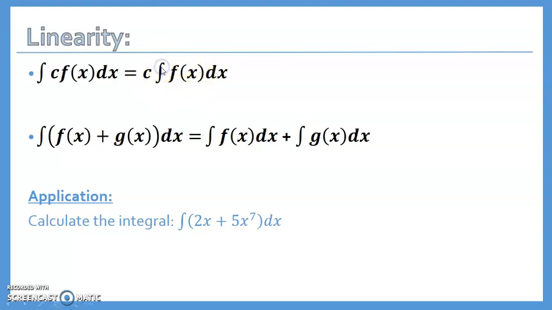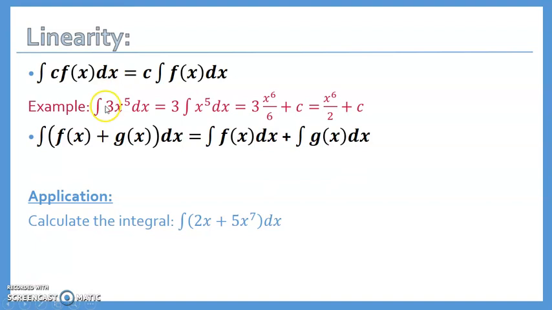Example, if you have the integral of 3x power 5, since it's a number multiplied by a function, then you just take the number outside the integral, so you have 3 times the integral of x power 5, and then you just integrate x power 5. And recall, to integrate x power 5, you add 1 to the power, and you divide by the new power, and of course, plus c. Now 3 and 6 cancel out to get 1 over 2.